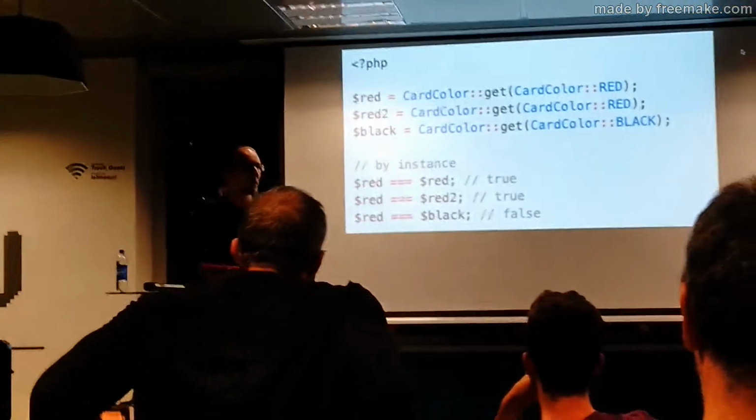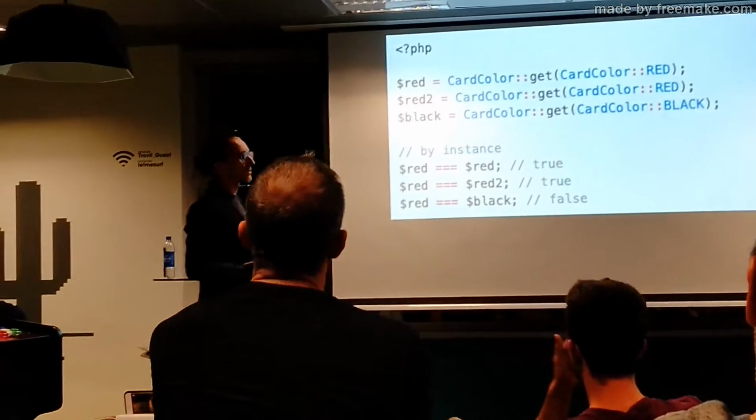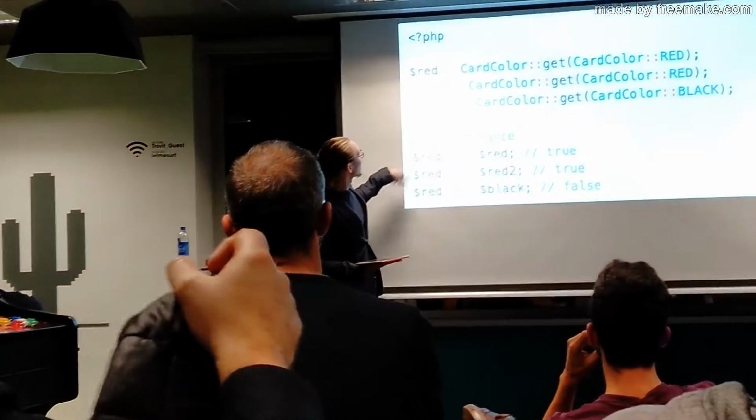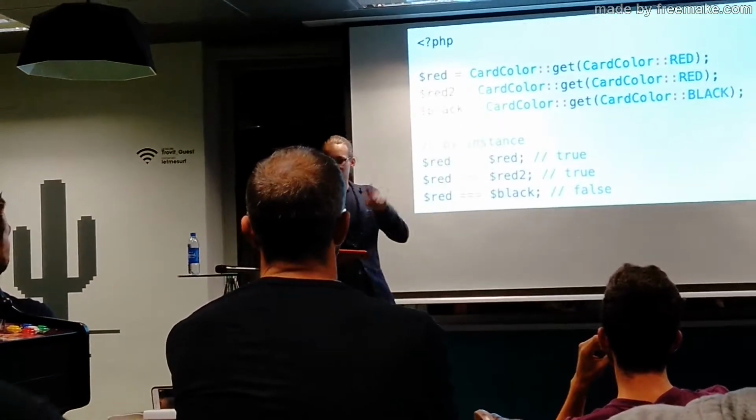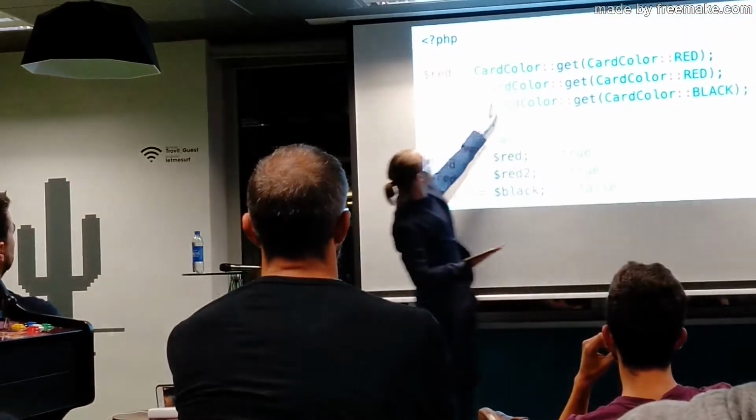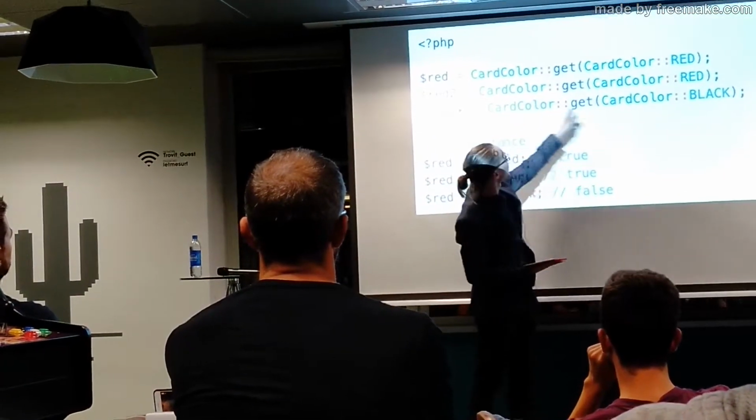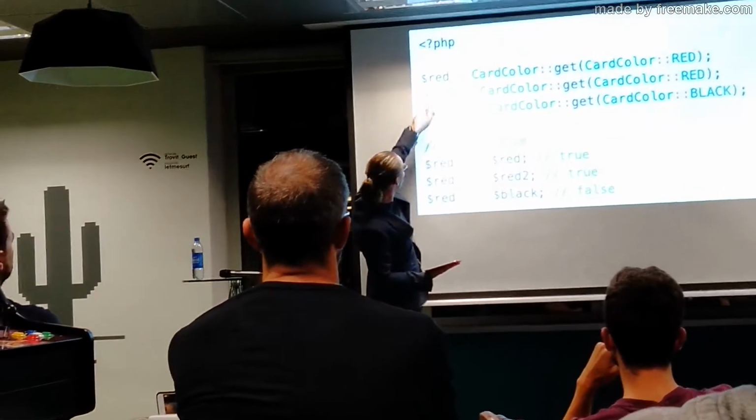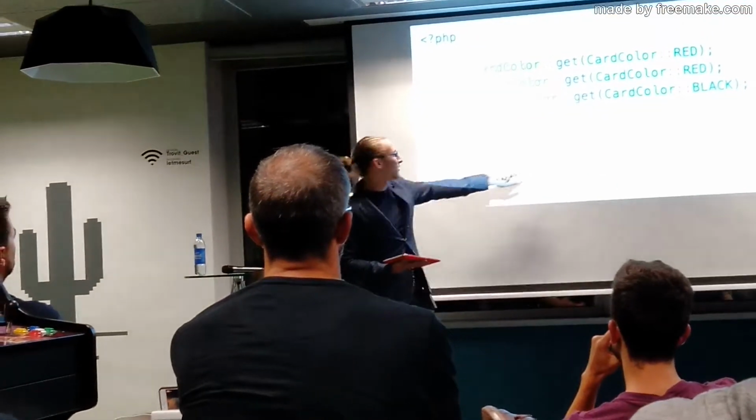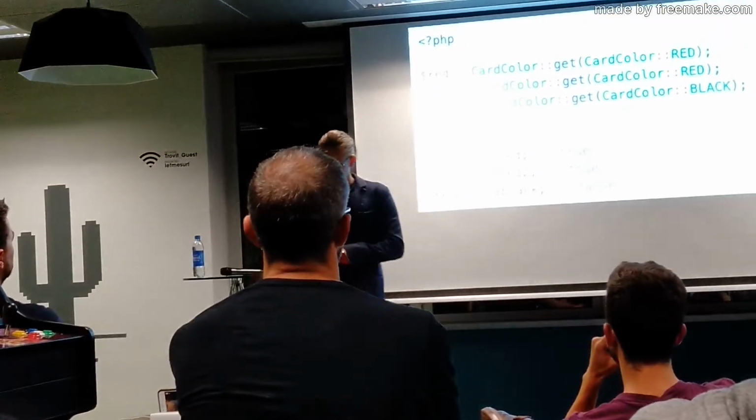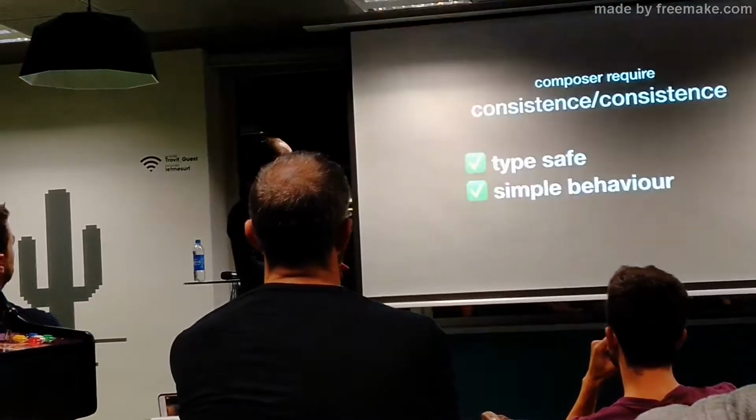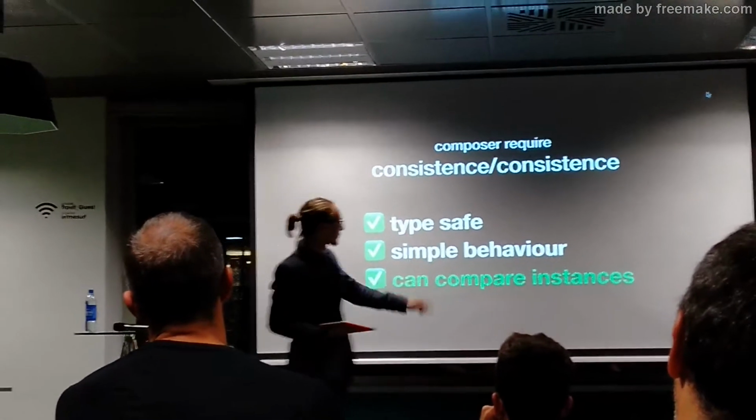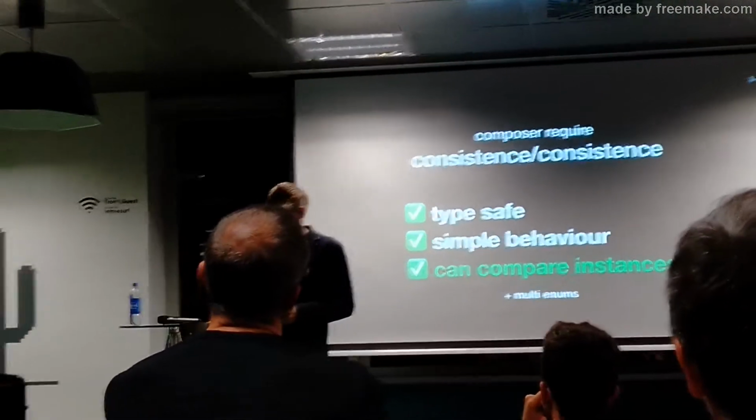Another problem you will see when you will be using that first library is that you can't compare instances. So there is another library which can do that. You can see here there is card color red, and card color black. And when there is red and red 2, you can compare them, and it's true. So this is another library which brings the ability to compare instances.